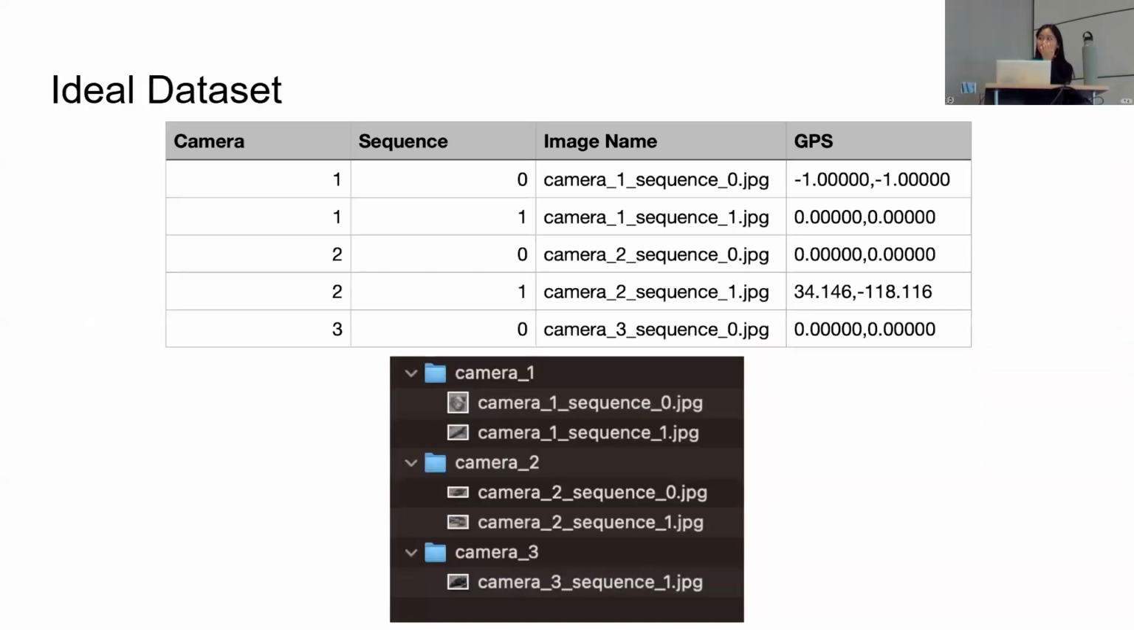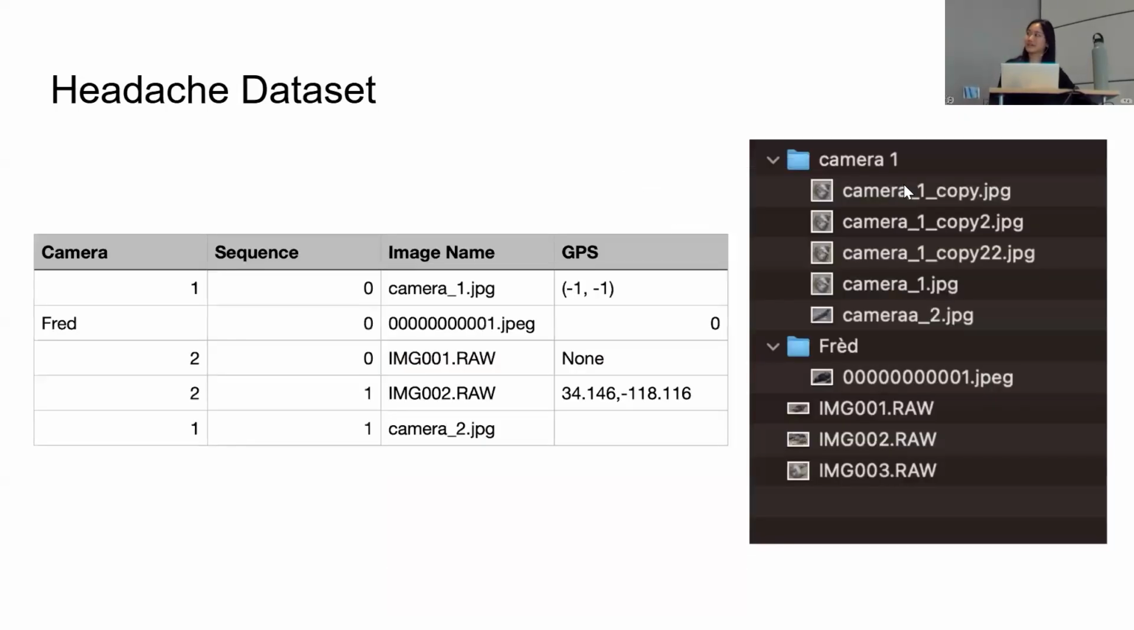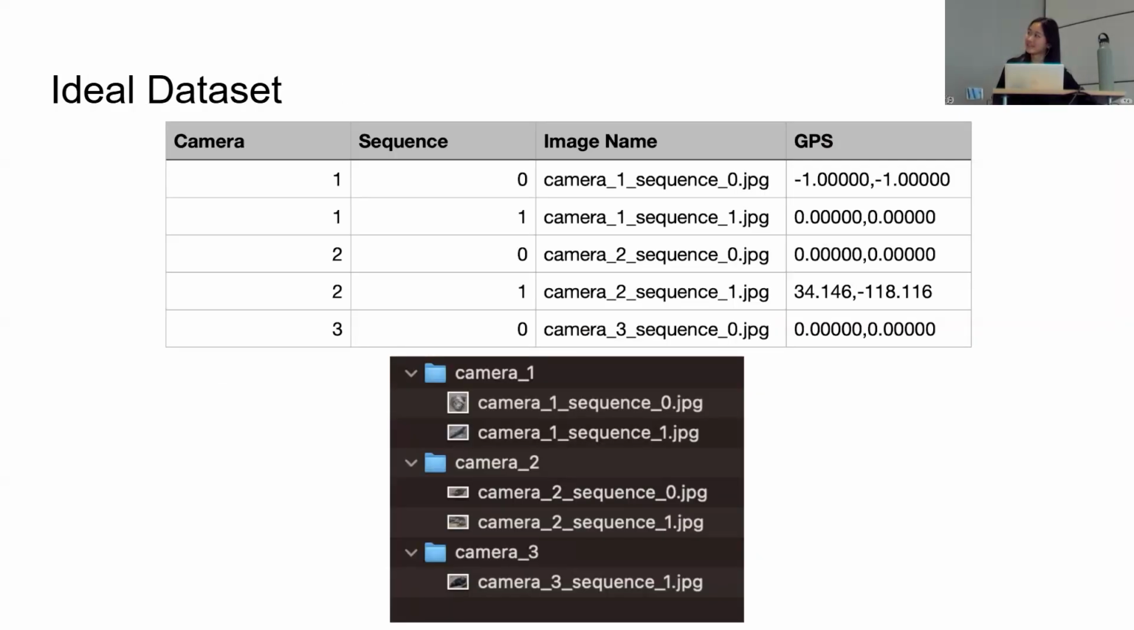So a very clean, ideal data set may look something like this. All the GPS locations are handled correctly, very standardized image naming, camera numbering, sequence numbering, etc. And even when you look at it from a file preview screenshot, it's just way cleaner than this particular mess. But we've all been here. I have definitely been here. And yeah, this is where we strive to be.